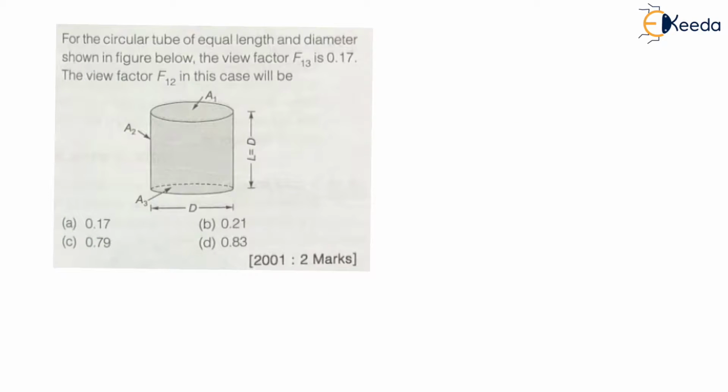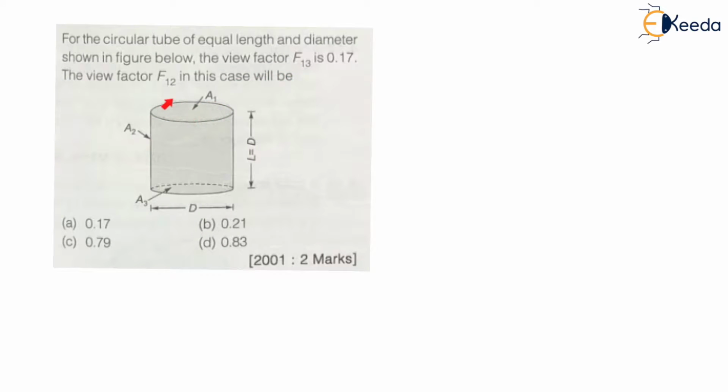So let us understand the question. The question is, for a circular tube of equal length and diameter. Here, the circular tube is given as a tube. From inside, it is hollow, right? And length is equal to diameter. Then the view factor F1 to 3.